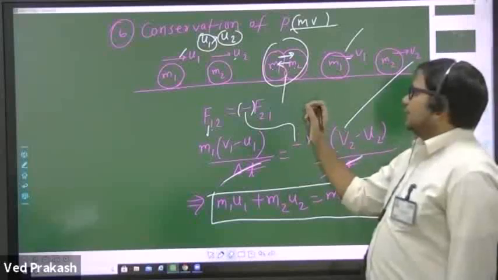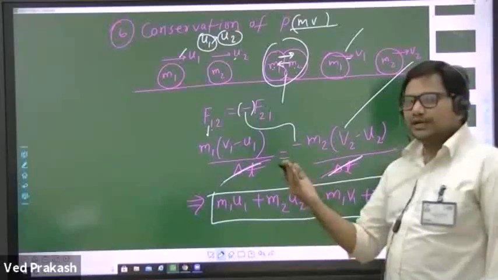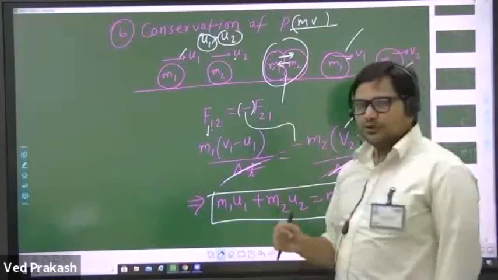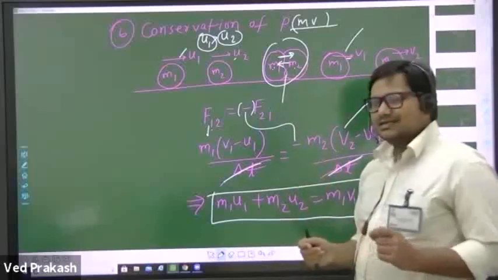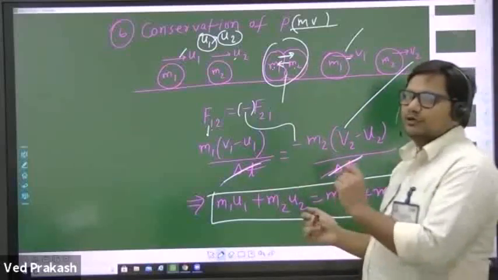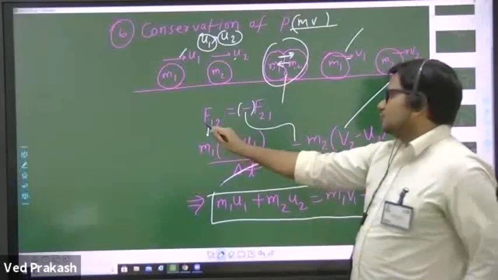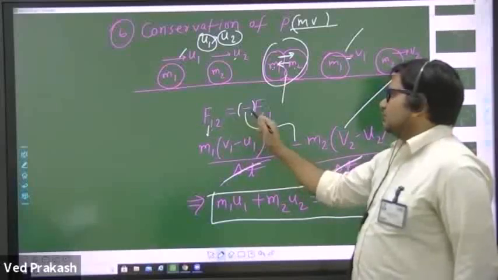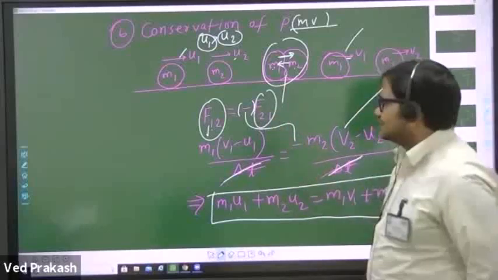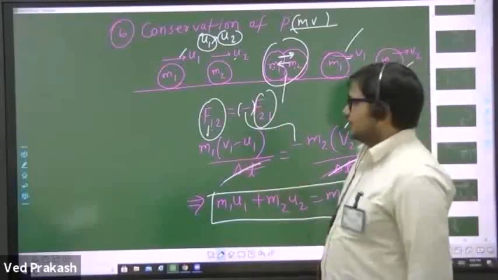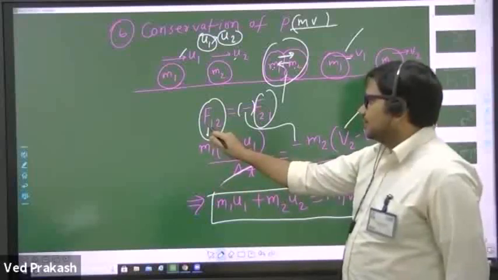During collision, you can clearly see that m1 is exerting force on m2 in the rightward direction and m2 is exerting force on m1 in the leftward direction. These forces are an action-reaction pair, so their magnitudes are equal but their directions are opposite. So we write F12 equals minus F21.